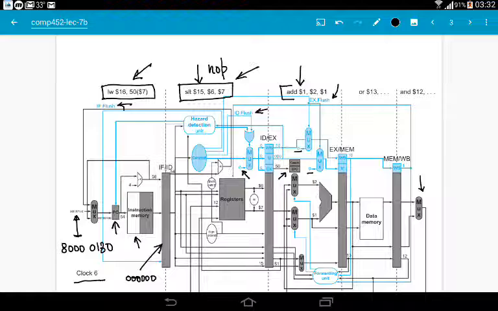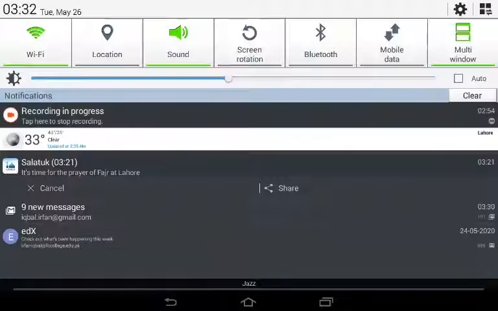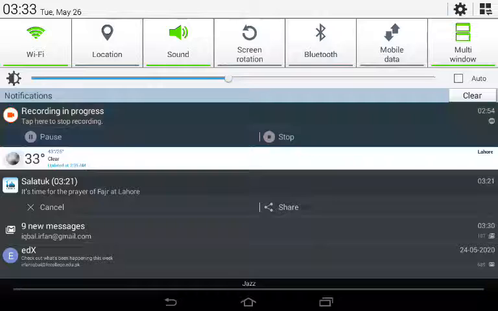Okay, so this is where we are stopping, and in our next lecture, we will start discussing the memory organization. All right, so let's stop, and there we go.